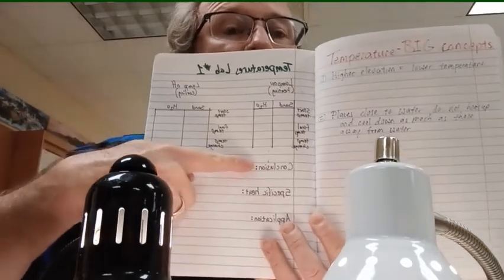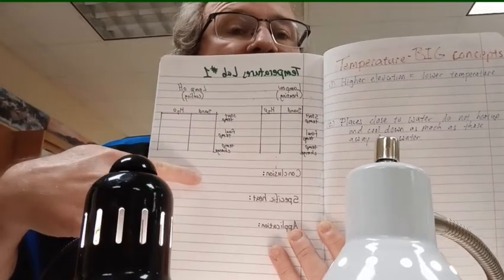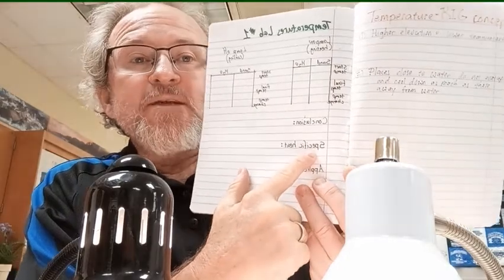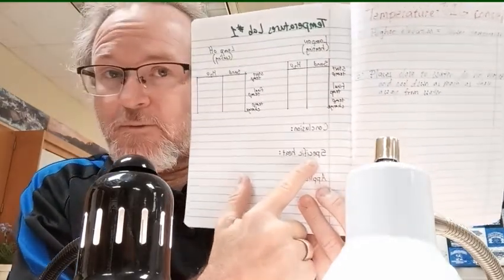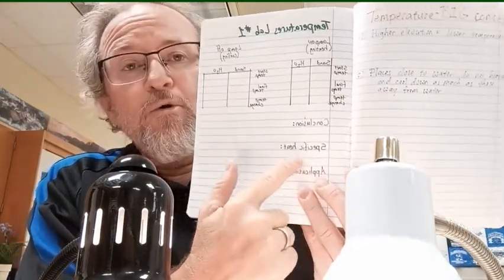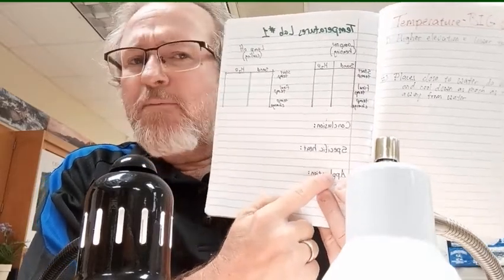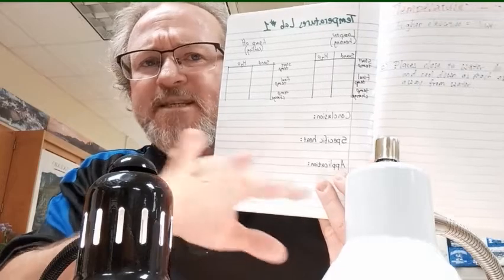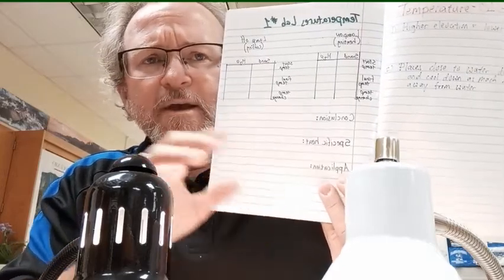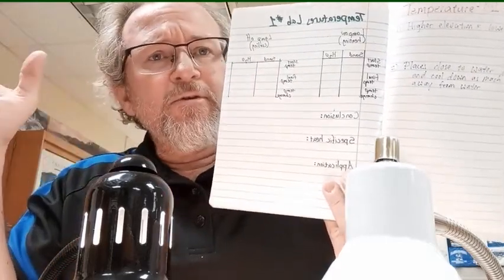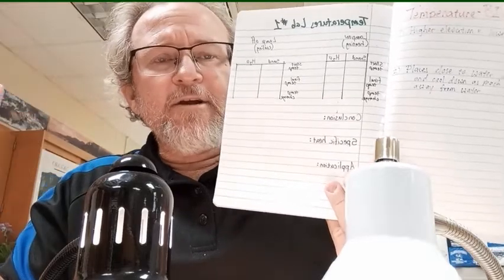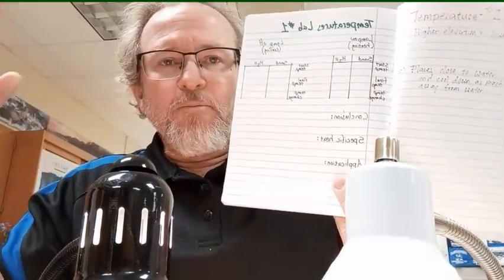From that, we are going to write some conclusions together. We are also going to talk about this concept here. It's going to be a new vocabulary term called specific heat that I will go over with you at the end of the lab. And then we're going to apply this knowledge. We're going to take what we see here in the classroom and apply it to the Earth in its entirety. How does what we see here apply to different places on the planet?